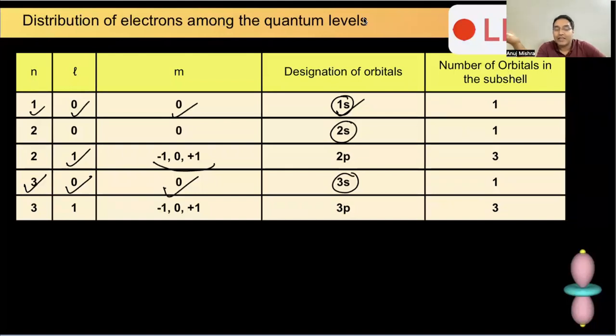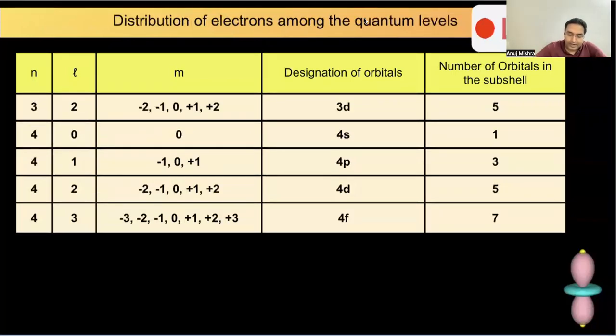If it is d, the number will be 5, or for f the number will be 7. How many children understand this? Tell me quickly. Yes, it is clear. Keep responding quickly. Yes, very good. Now look at the next table.